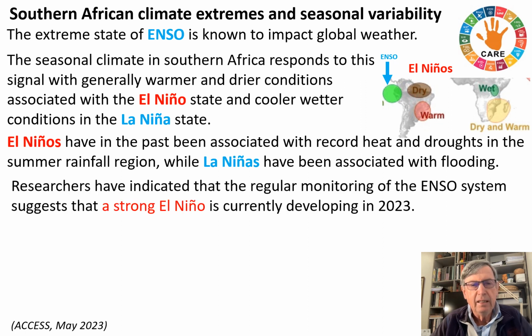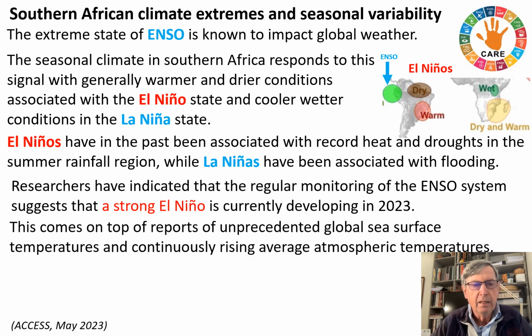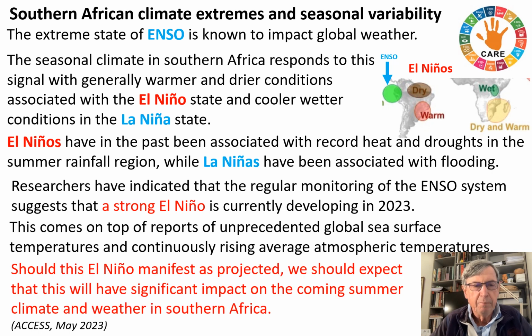Researchers have indicated that the regular monitoring of the El Niño Southern Oscillation suggests that a strong El Niño is currently developing in 2023. This comes on top of reports of unprecedented global sea surface temperatures and continuously rising average atmospheric temperatures. So should the El Niño manifest as projected, we should expect that this will have significant impact on the coming summer, climate and weather in Southern Africa.